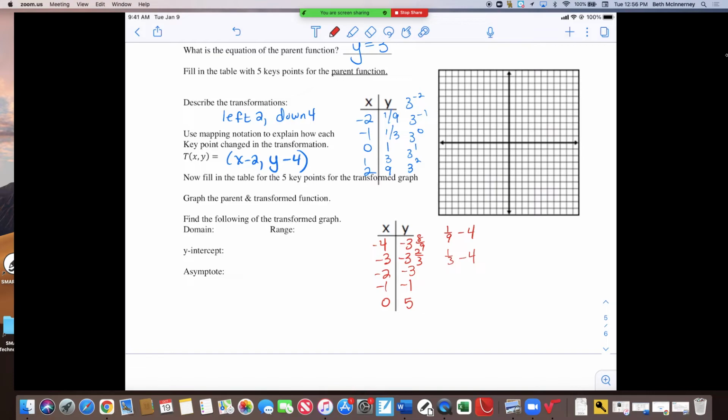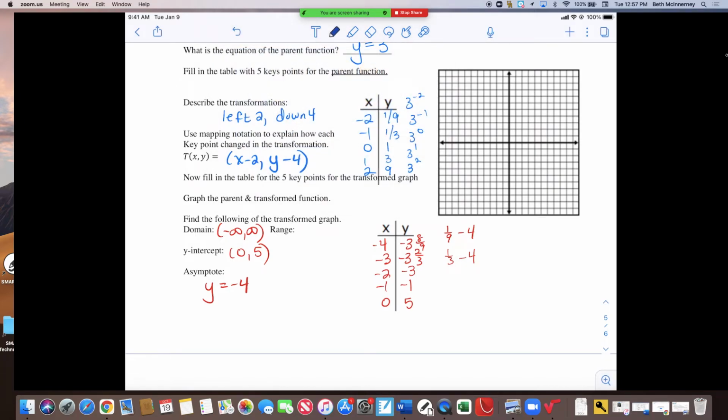Okay, this is our first time. This one's a down 4. Anybody want to attempt? What would be my horizontal asymptote now? Yeah, Ella? Good job. And we're going to write it as an equation, right? We're going to write it as y equals -4. Good, I can still see my y-intercept in my table. My domain is always -infinity to infinity.